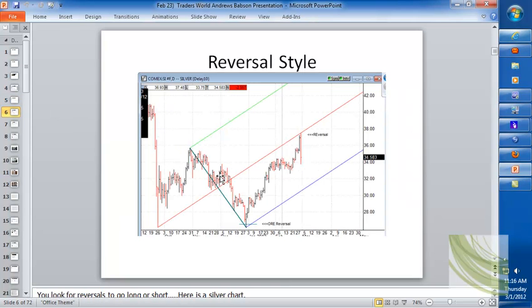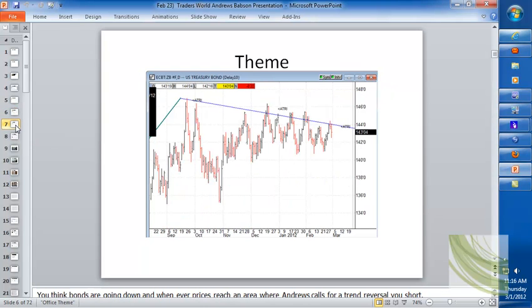How about the reversal style? Well, this is a recent silver chart. As a matter of fact, I put it up yesterday. And prices went up and reversed at the ML. And down here you had an ORE, and we'll discuss that a little more. And people looking for reversals, for example, that's another style that people who are successful with Andrews use.